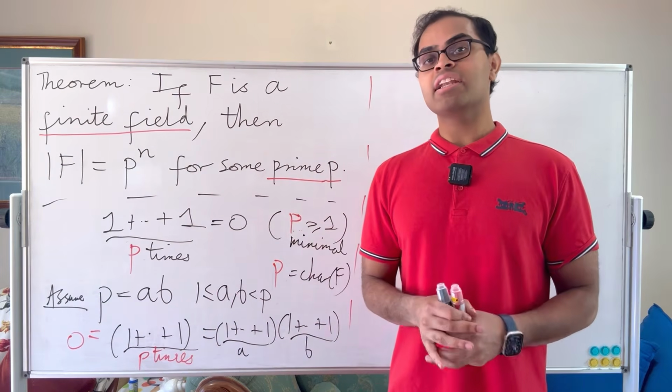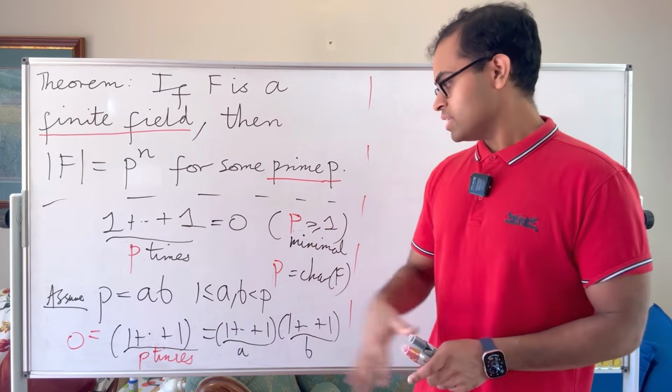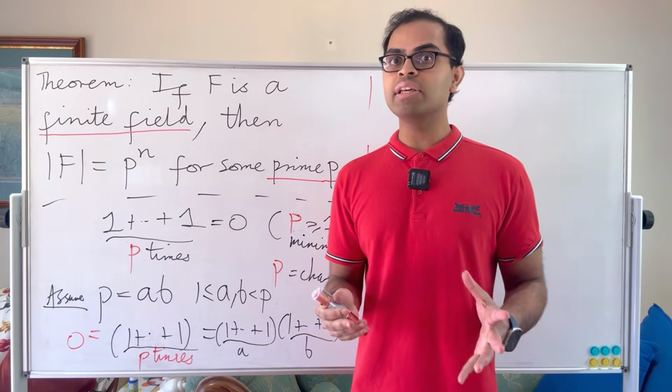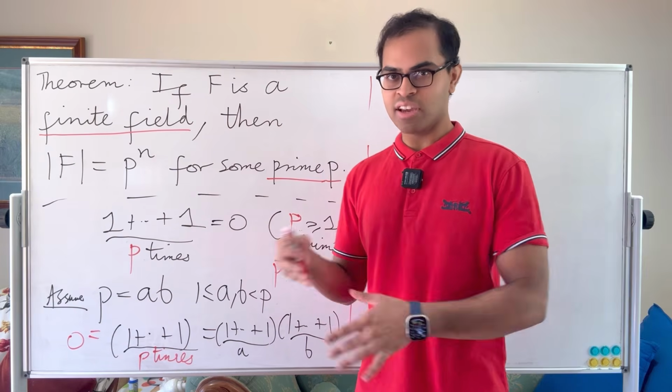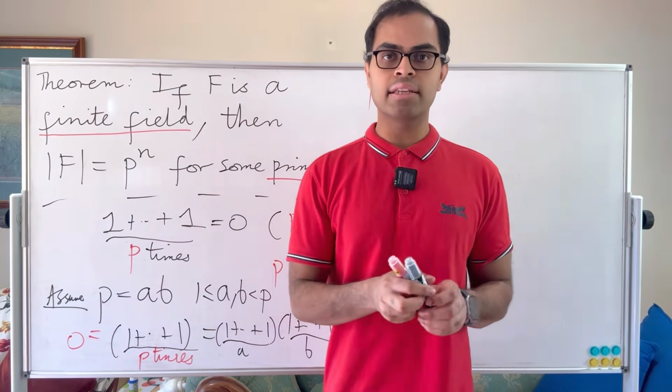It's interesting that there is a characteristic for every field, and if it's non-zero, it has to be prime. This argument shows that. We didn't assume the finiteness here. But there are infinite fields of prime non-zero characteristic, okay? You can have that.